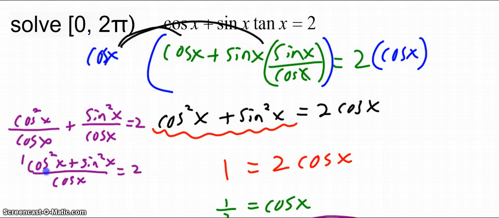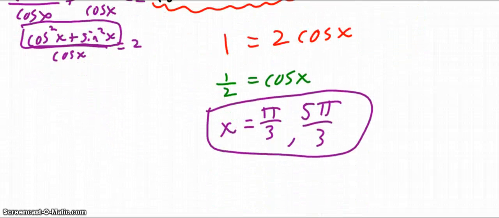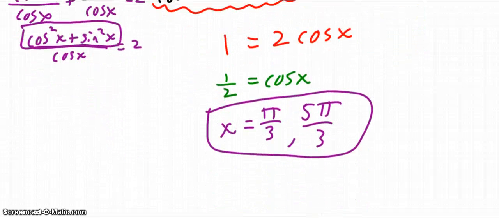And now the same thing happens though. This is my Pythagorean identity. That's going to turn into 1, and I get 1 over cosine of x, and that's secant of x. And so then I would say, well, where does secant of x equal 2? And those are the same locations where cosine of x equals 1/2. So either way it works. Okay. Solving trig equations.